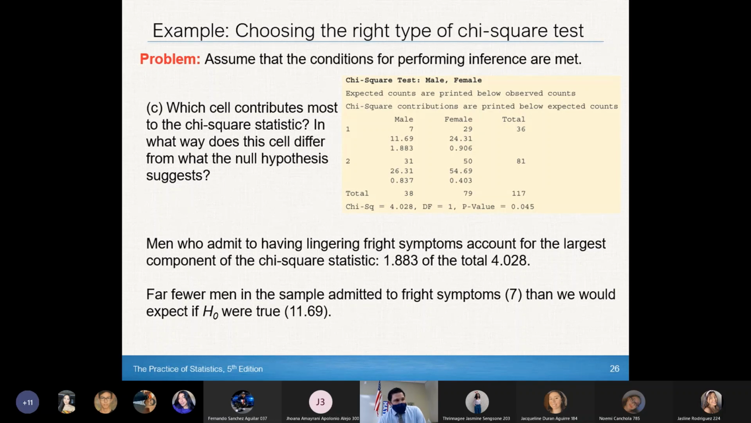All right. And so, if we look at this one here, 1.833 is almost twice the closest ones here. It's more than twice. All right. Far fewer men in the sample admitted to fright symptoms, 7, than we would expect if the null hypothesis were true, 11.69.